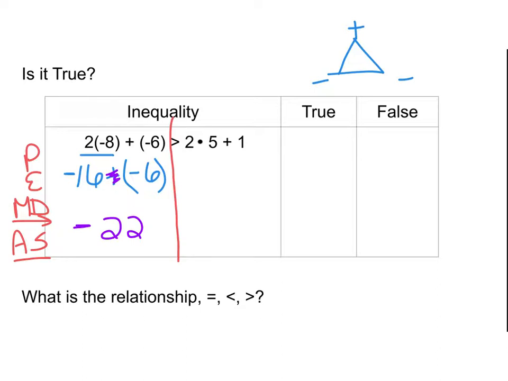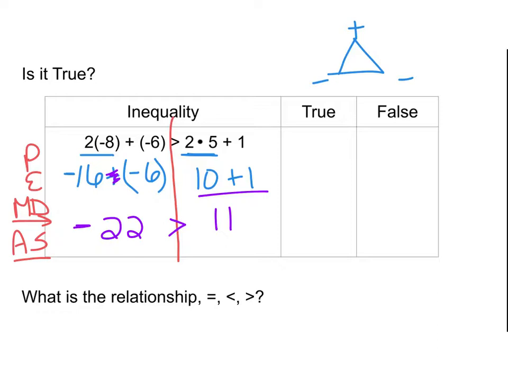Now you could tell right away that this is not going to be the same as the other one, because the other one doesn't even have negatives. So we're going to go ahead and solve this. And again, we're going to start with parentheses. There are none. There are no exponents, but there is multiplication. So you have 2 times 5 is 10, and 10 plus 1 is 11.